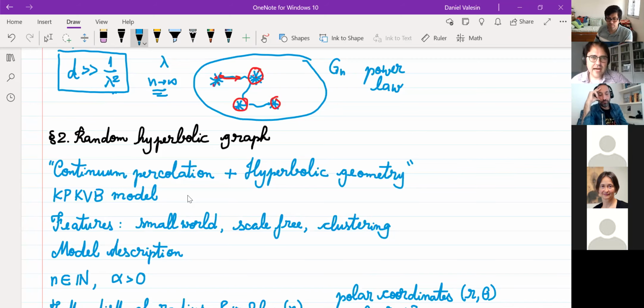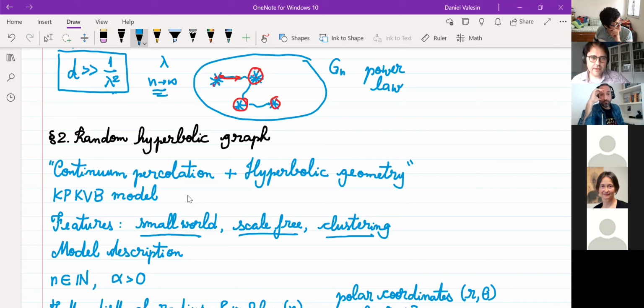And the highlight of this graph is that it's a natural definition. It's a model that you define in hyperbolic geometry, and it naturally captures these three features that you observe in real world networks, or that are desirable to have in models of real world networks: small world, meaning small diameter; scale free, meaning power law degree distribution; and clustering, meaning that locally you see triangles. So the graph is not locally tree-like.